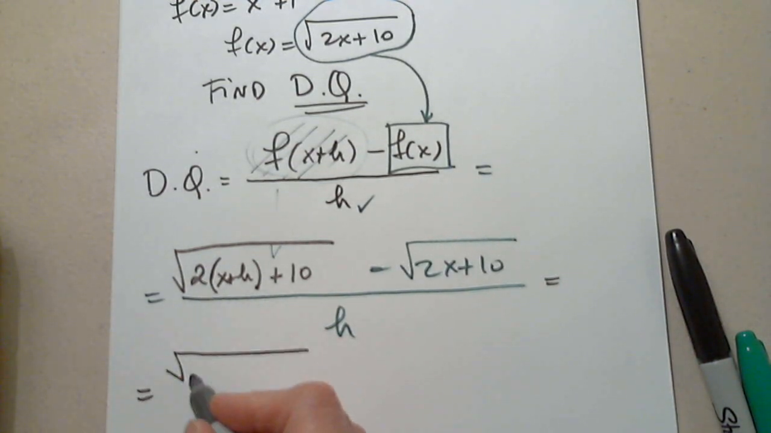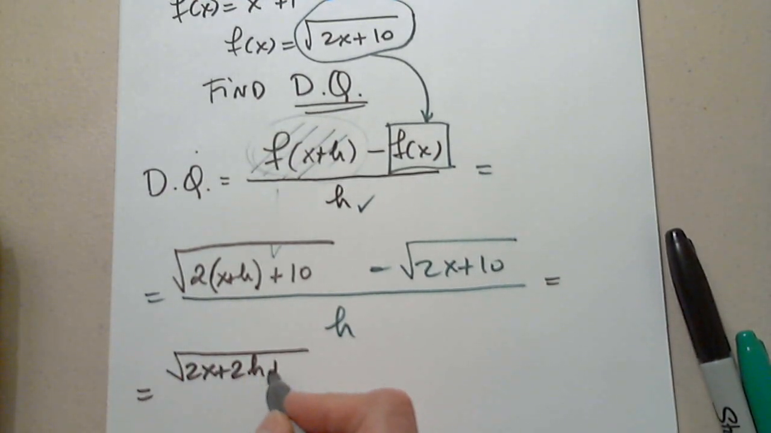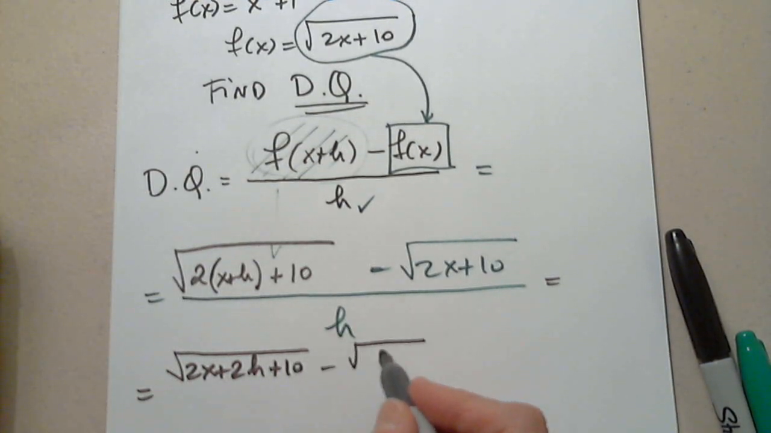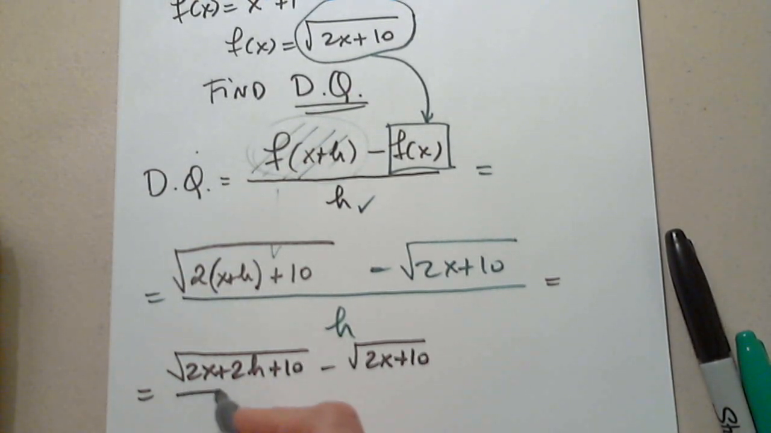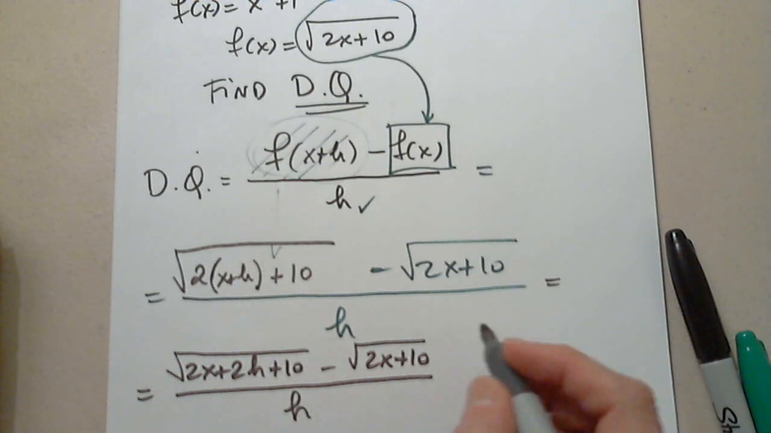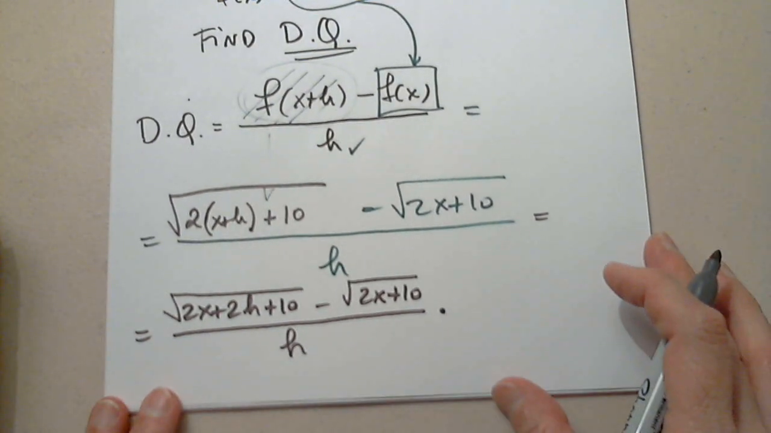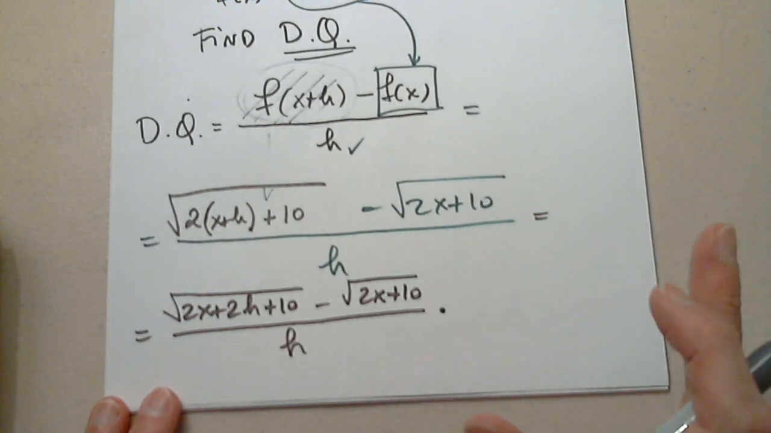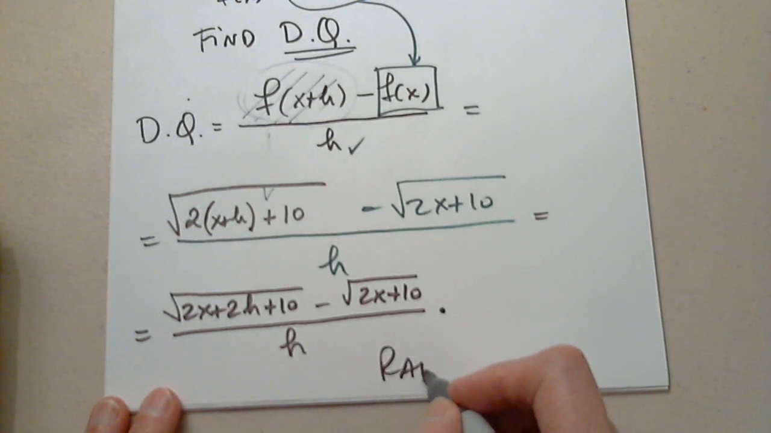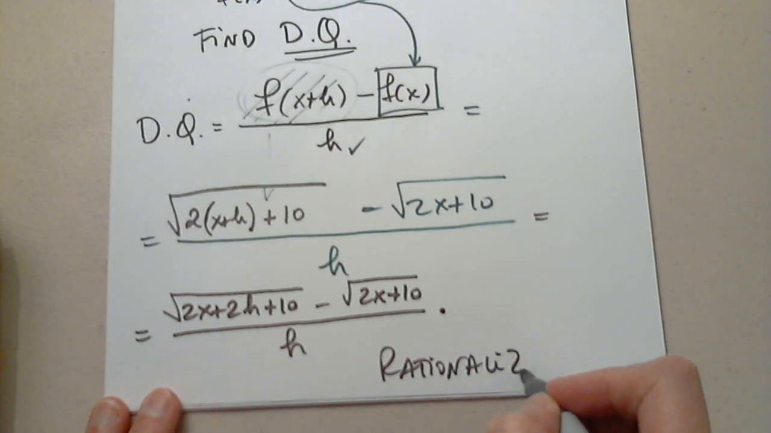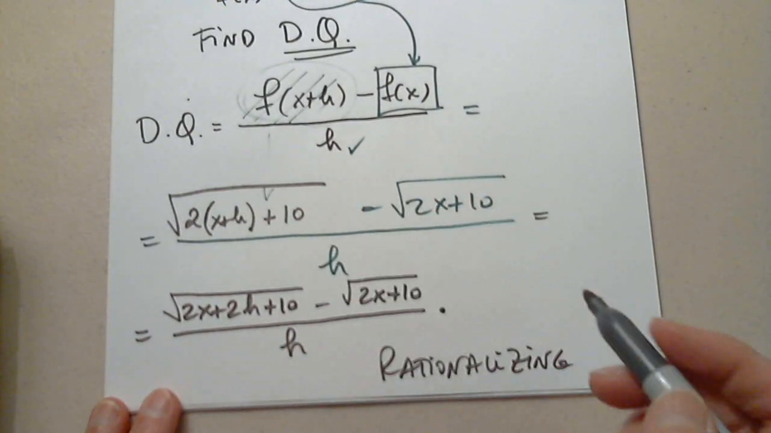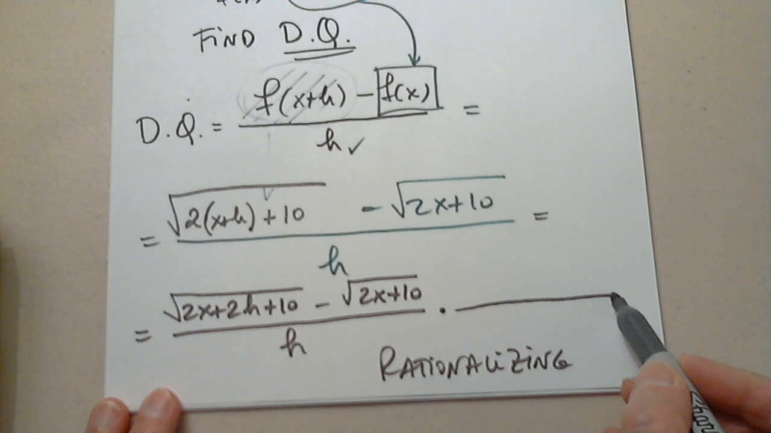So I have the square root of 2x plus 2h plus 10 minus the square root of 2x plus 10, divided by h. Now there is a procedure. I think we talked about it. I'm pretty sure we did. I remember writing it. I'm going to write it again. Rationalizing the numerator.